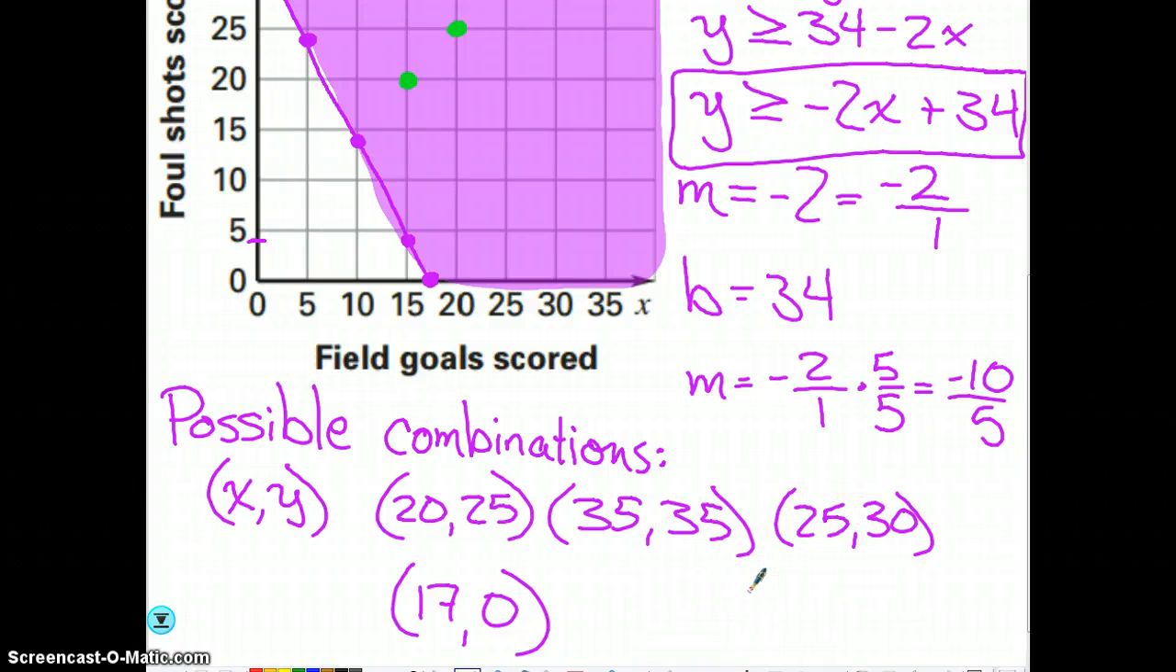Good job, guys. Does 0, 35 count? Yes, it does, because if I score 35 points in foul shots, did I score 34 points or more? Yes. Good job, guys.